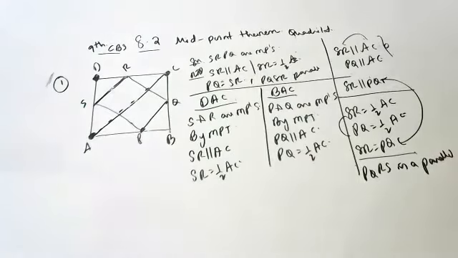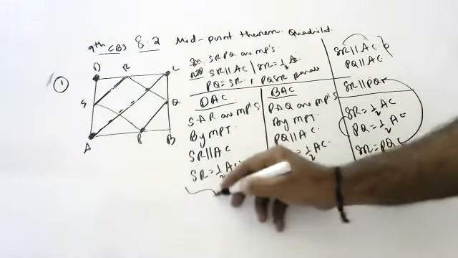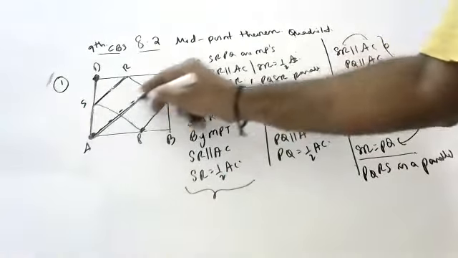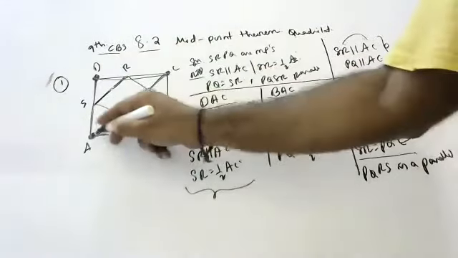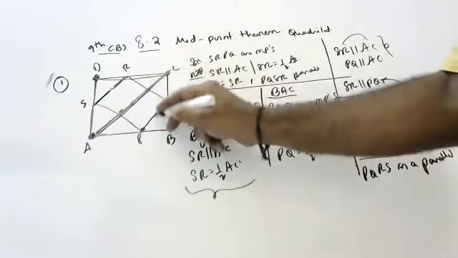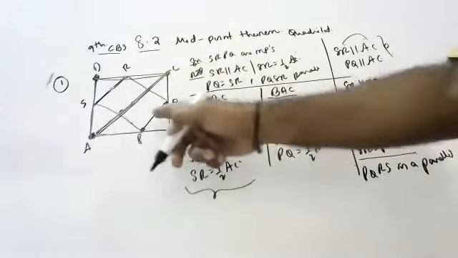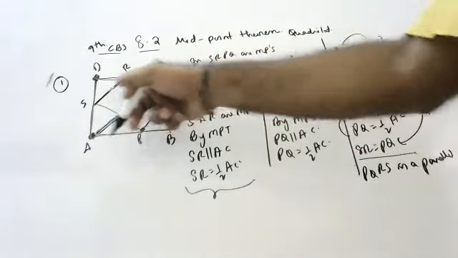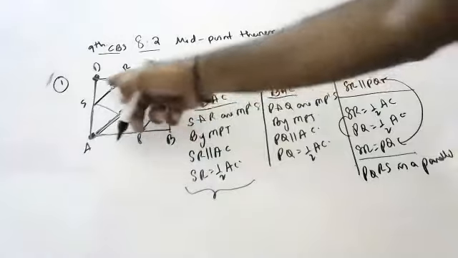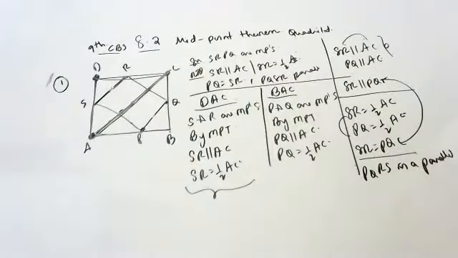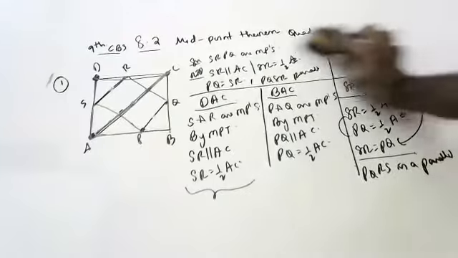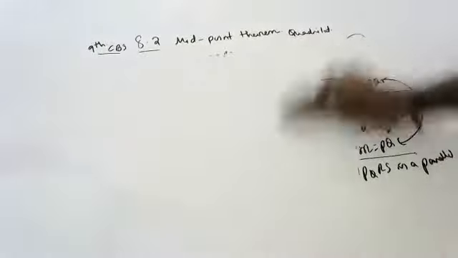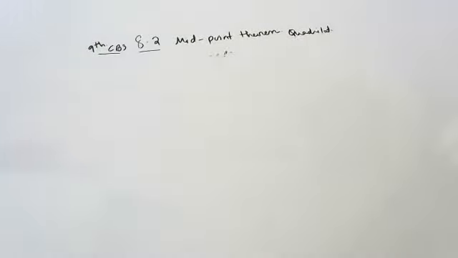Did you understand? I told you these both are parallel, and I told you this is half of AC and this is half of AC, so these both are equal. Since these both are equal and parallel, when opposite sides are equal and parallel, it is a parallelogram. Okay, children? Next. Everything is the midpoint theorem, children. Not complex.